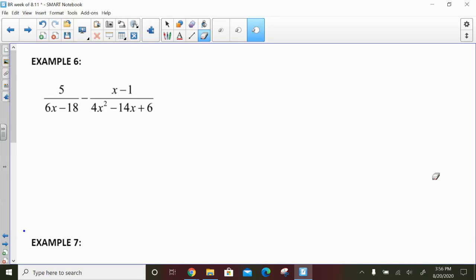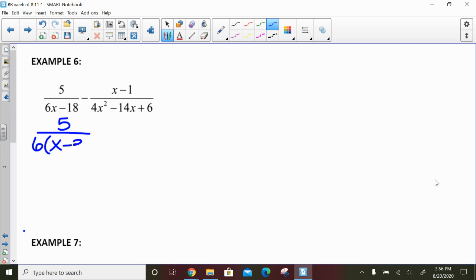So on this, we're going to finish looking at the examples that are on the back of your notes page for adding and subtracting rationals. Remember, when you're adding and subtracting rationals, the denominators, or the bottom of the fractions, must be the same. So the first thing you want to do is factor each of the denominators. When I factor 6x minus 18, that's a greatest common factor of 6, with x minus 3 left.